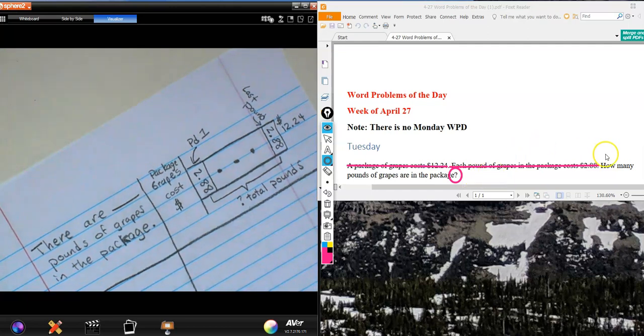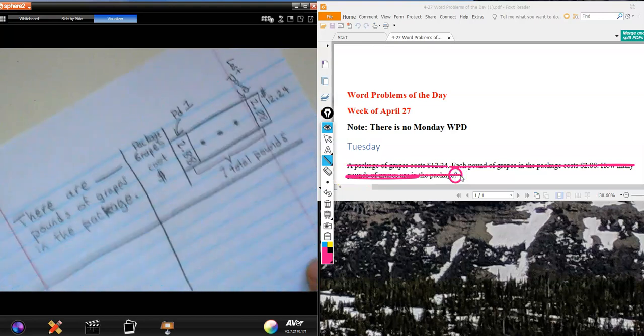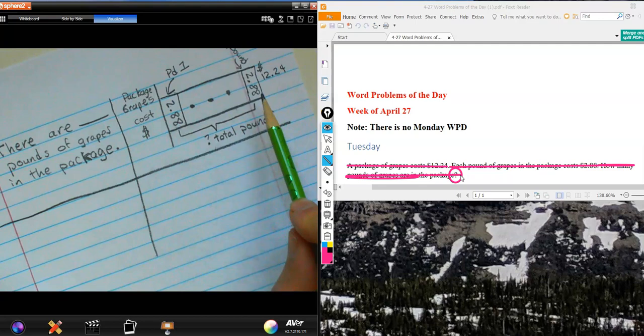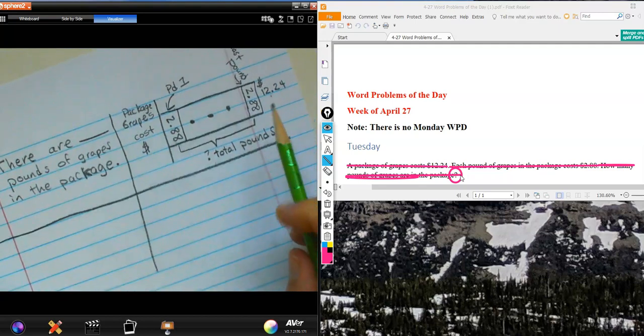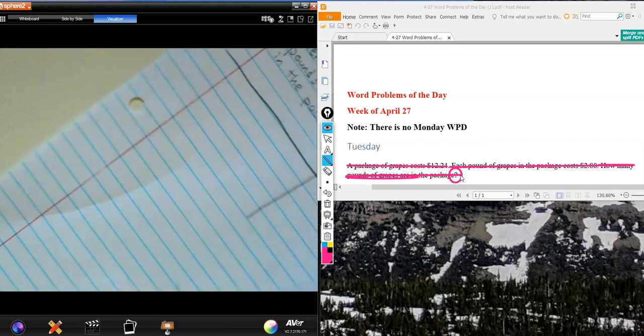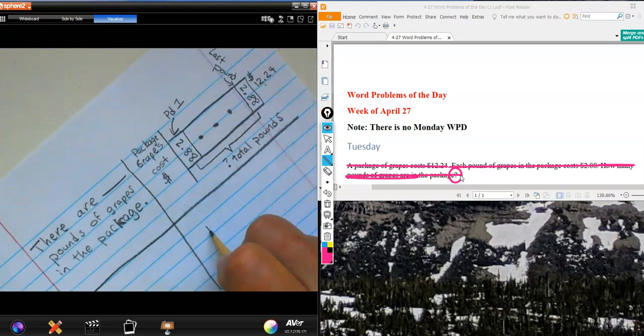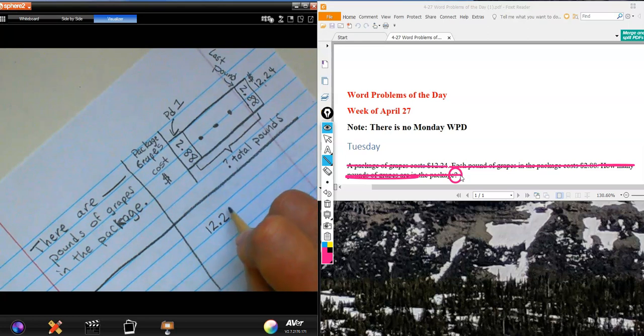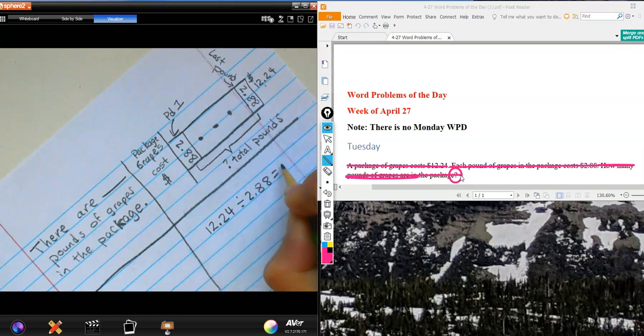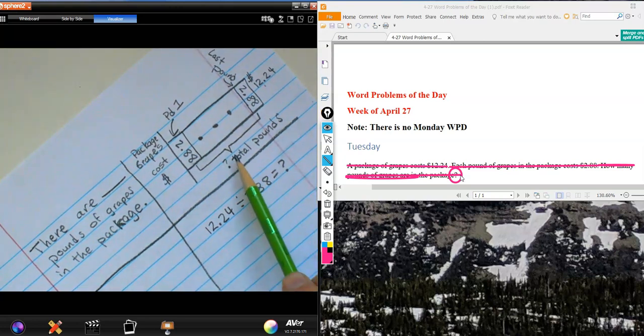So I'm done with my sentences. What I want to do next is go ahead and write my expression. I'm going to be taking my $12.24 that's right here and divide it into $2.88, so I'll find the total number of pounds. I'm going to write out my expression like this: $12.24 divided by $2.88 equals question mark, which is the total number of pounds that I have.